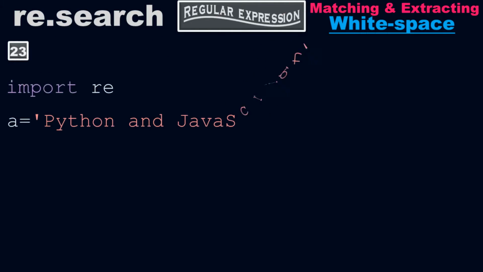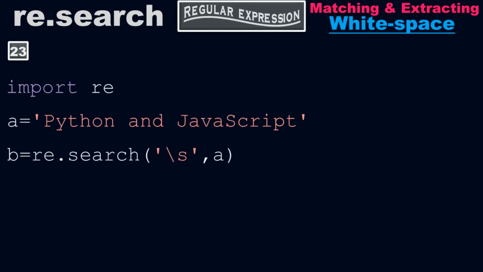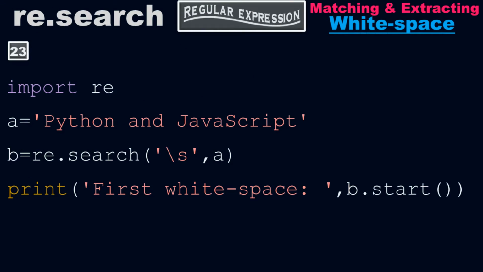White space. Let me use again the regular expression to match and extract the white space. Example number 23. Import the regular expression library here, where a equals Python and JavaScript, b equals re.search of backslash with a capital X, comma a. Print of first white space, comma b dot start. When run it, you'll get first white space at 6.